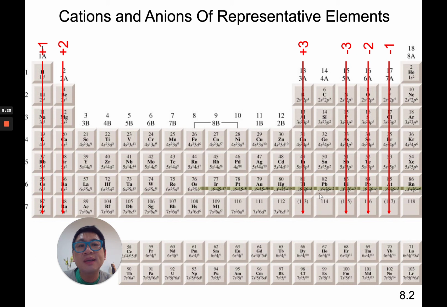So for representative elements, group 1A elements, +1, group 2A, +2, group 3A, +3. 7A, -1, 6A, -2, group 5A, -3. So knowing that, you can use a periodic table, you can also just figure out the charge. This applies, again, just for our representative elements. This does not apply for our transition metals or our lanthanides and actinides. There is no charge for noble gases because they don't react with other elements.